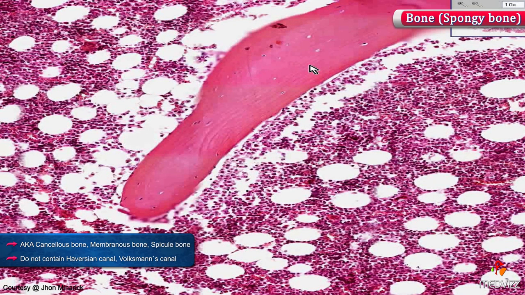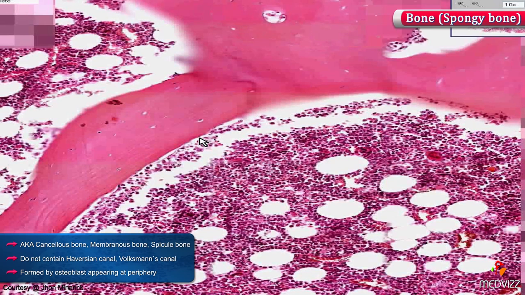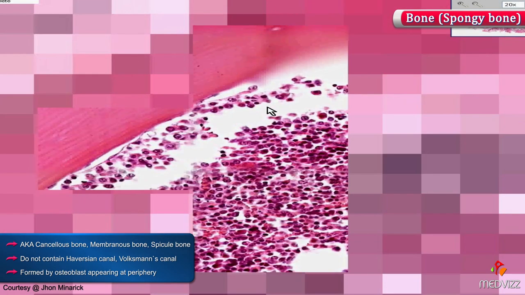The membranous bone, or spicular bone, or softer bone, or cancellous bone, or spongy bone, is formed by osteoblasts appearing at the periphery of these spicules and then being trapped up within the spicule in a lamellar fashion. And that is why you do not see haversian canals and Volkmann canals. You see a more concentric or lamellar deposition of bone. But the principle is the same. You have these rims of osteoblasts on the outside of the spicule, and as it grows, these osteoblasts get trapped up within the middle of the spicule to become osteocytes.